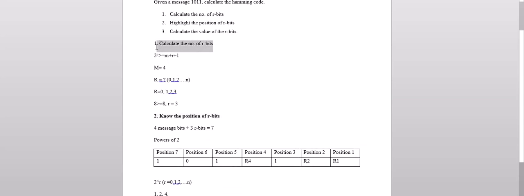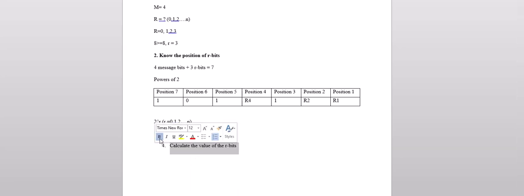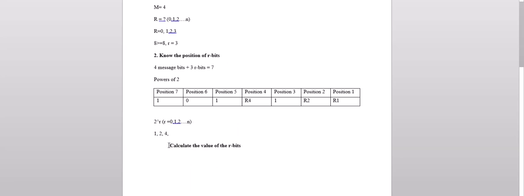We were just trying to know our positions, and step number 1 was calculating the number of redundant bits. Then the third step is to calculate the value of the redundant bits. Before we proceed to that, I would advise us to first take a closer look at what we've done so far. So I'm going to stop this video here, and come back with a second video where we are going to calculate the value of the redundant bits.